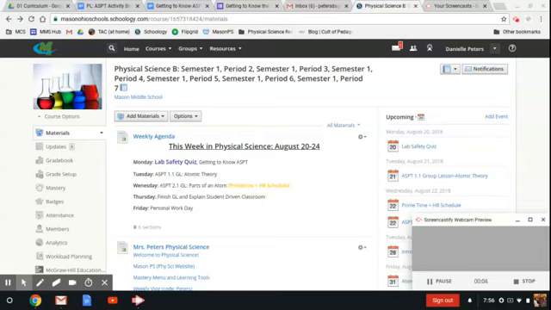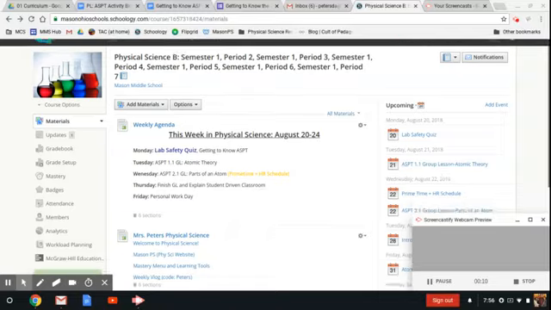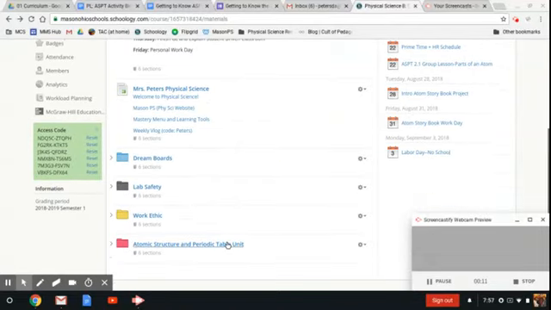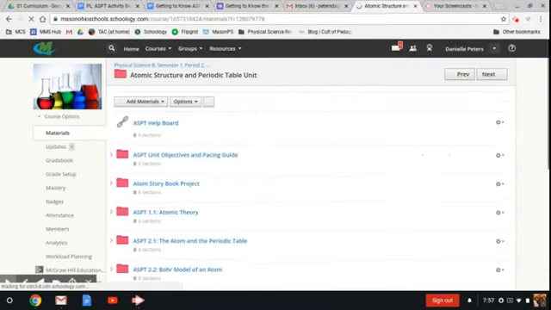I'm just going to show you kind of what the help board is, why we use it, and what it can do. So first, in order to find it, you have to go to the unit folder that we're currently on. So we are going to go all the way to atomic structure. Once you get there, the first thing that you're going to see is the help board.